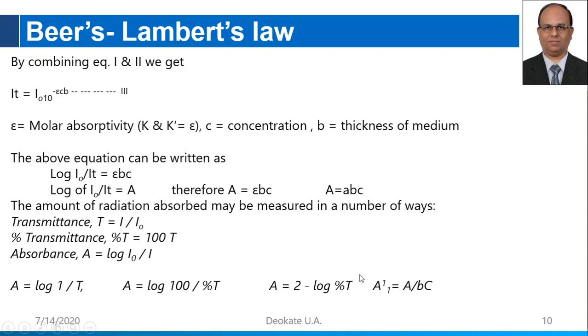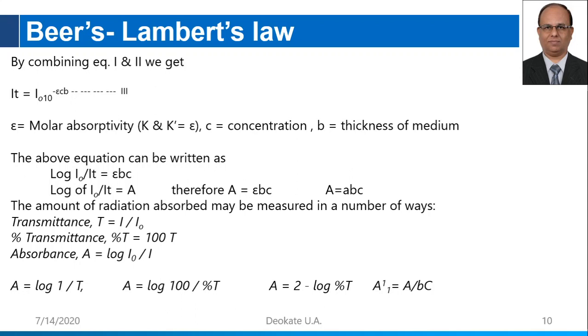One more unit we use in UV visible spectroscopy is A11. A11 is the absorbance of a 1% solution in 1 centimeter path length. That is called the A11 value. It is not the molar absorbance. It is the A11 absorbance, the absorbance of a 1% solution in 1 centimeter path length. That can be calculated by dividing the observed absorbance by the path length and concentration.